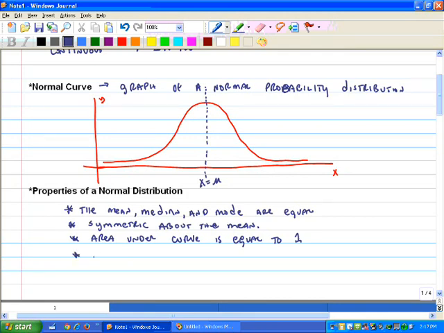And lastly, this graph of the normal probability distribution never touches the x-axis. As you move to the left and to the right, it gets closer and closer. It approaches the x-axis, but it never touches. So the x-axis forms a horizontal asymptote for this normal distribution curve.